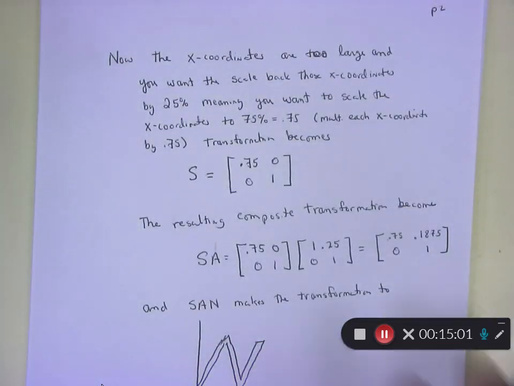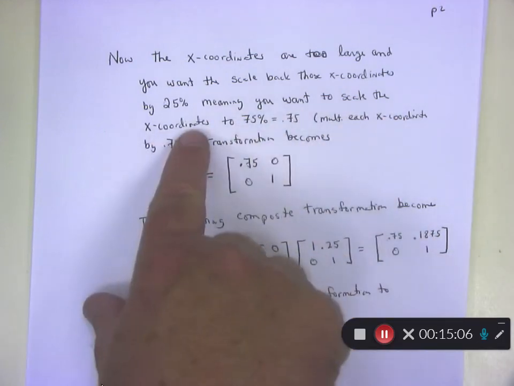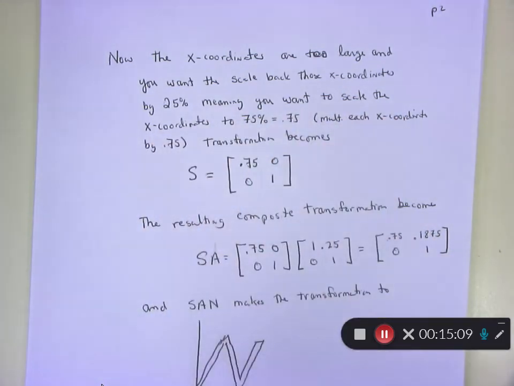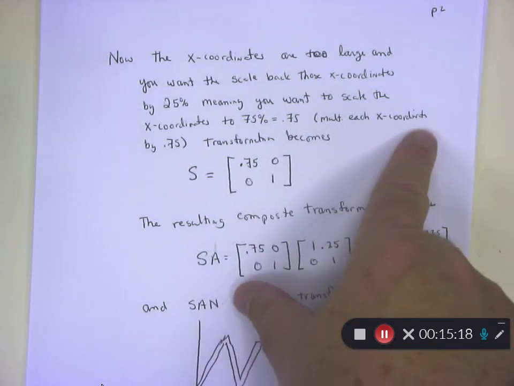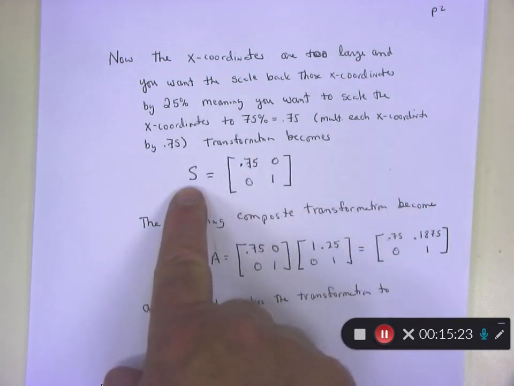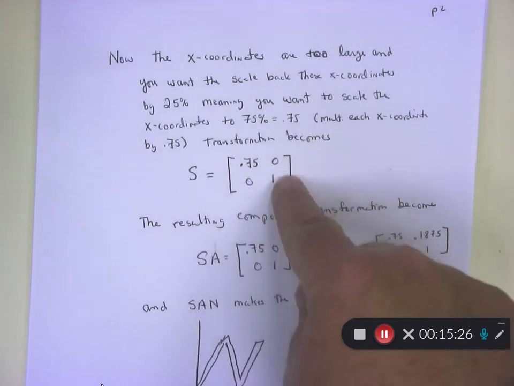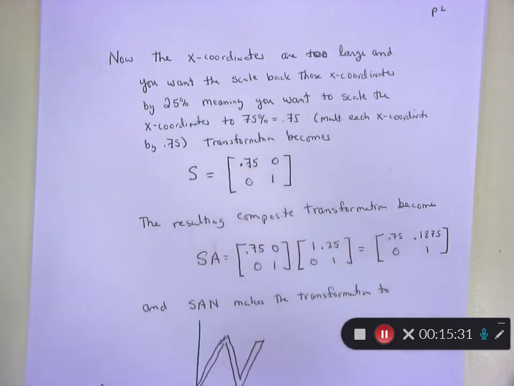Well, we have another transformation for that. You want to scale back the x-coordinates by 25%, meaning you want to scale the x-coordinates to 75% of their original size. Does that make sense? To scale back 25%, you still want 75% to be left over. So that's where the 0.75 is going to come from. You multiply each x-coordinate by 0.75, and you've got a transformation. We'll call this the S transformation. Notice it's the identity, 1, 0 on the diagonal, 0 off the diagonal, but in the 1 where the x-coordinate is, you put a 0.75. That's going to scale it down to 75%. So you're losing 25%, if you will.